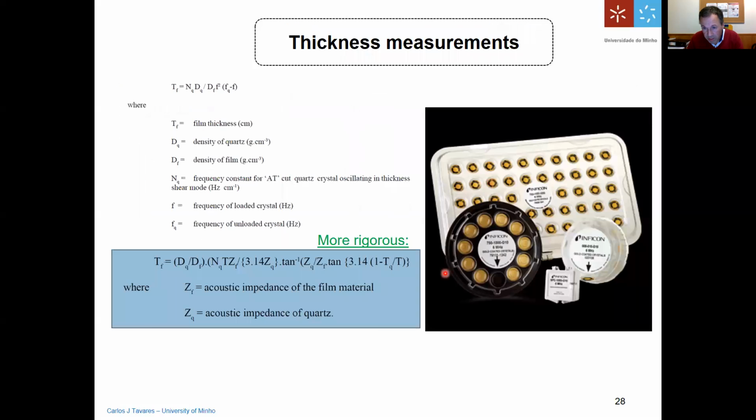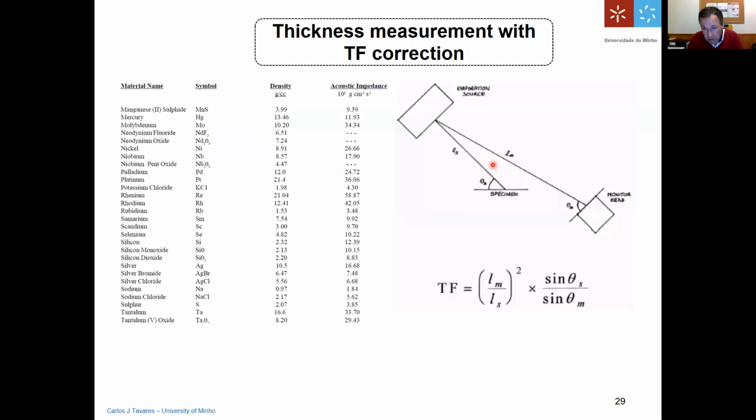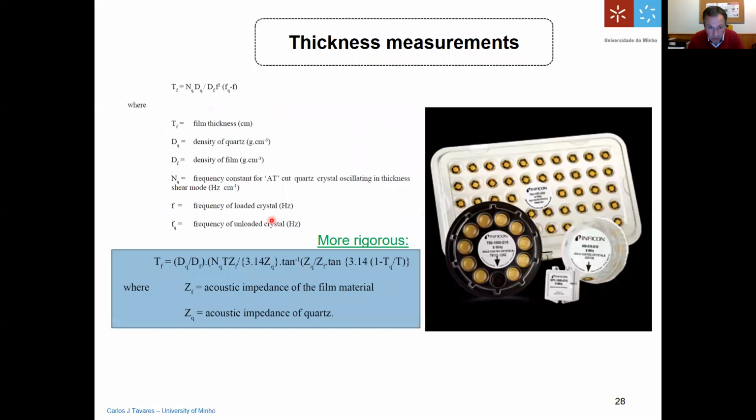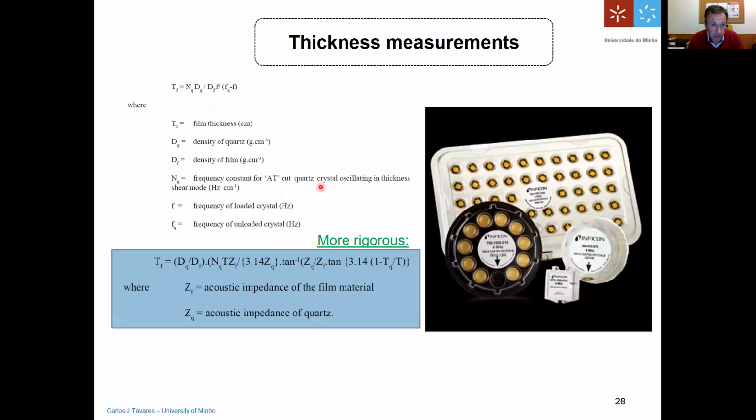If you introduce these two angles, and if you know these two distances, then you have a tooling factor. Imagine the simplest case, when you have the sensor right in the middle of the substrate. Then this equation is very simple, because the two distances are the same, so one over the other is 1, and both angles are 90 degrees, and the sine of 90 degrees is 1, so you have a tooling factor of 1. And these are some cases of materials that can be evaporants, like rubidium, samarium, scandium, etc. You have the density, which you have to input into the controller, and also some values of the acoustic impedance that you need to input in the formula to calculate the thickness.